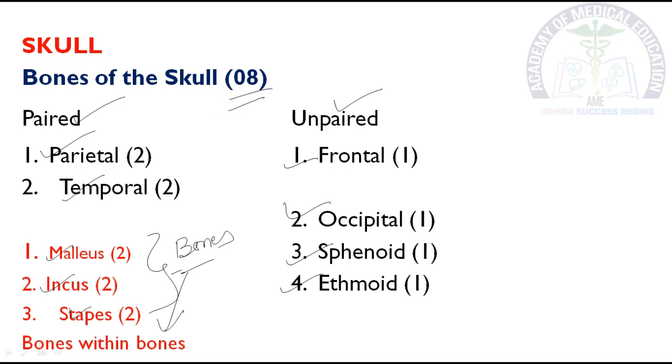So you can remember by one mnemonic, that is PT FOSE. That is parietal, temporal, frontal, occipital, sphenoid and ethmoid. So these 8 bones are there.